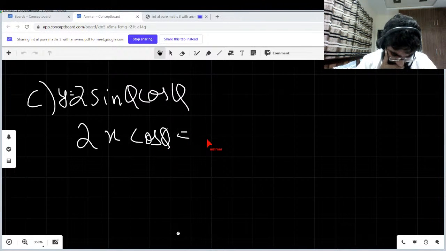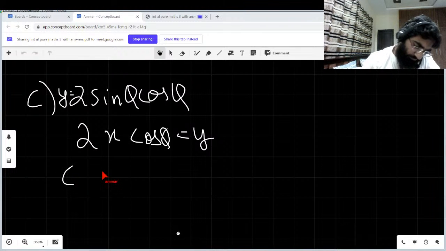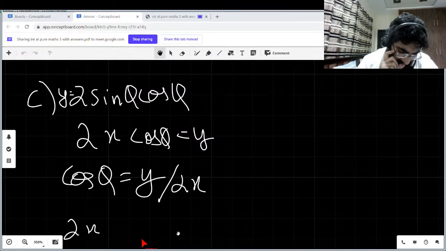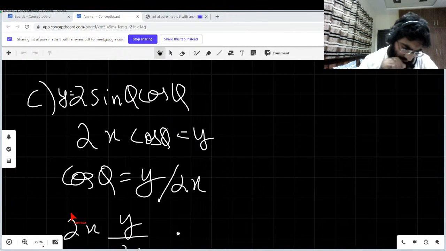Then find the value of cos theta. So cos theta is equal to y by 2x. So sine theta is equal to x, cos theta is equal to y by x. Then you will have, what is this you're doing?